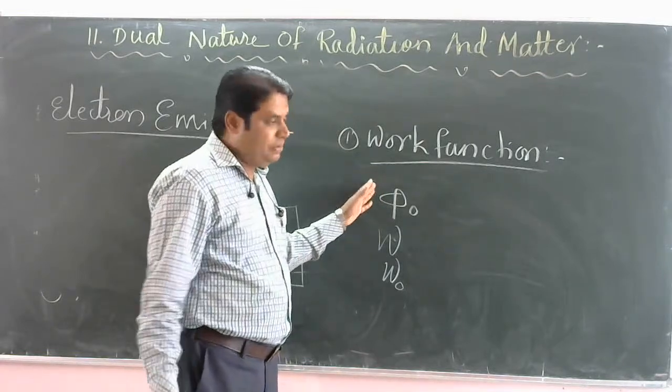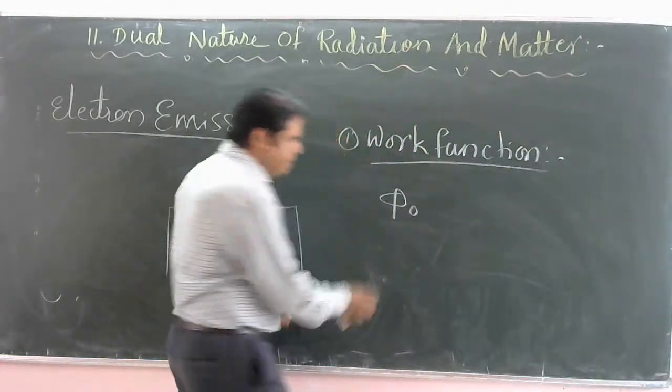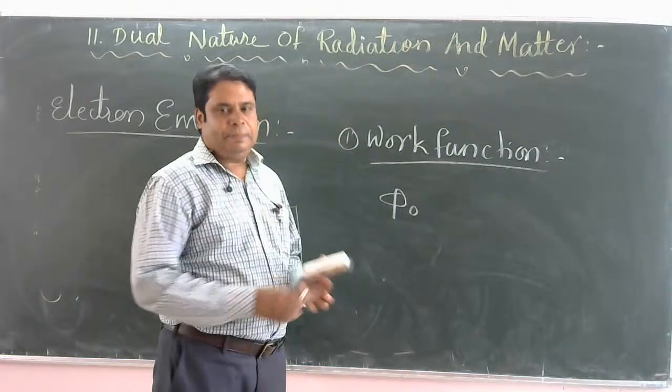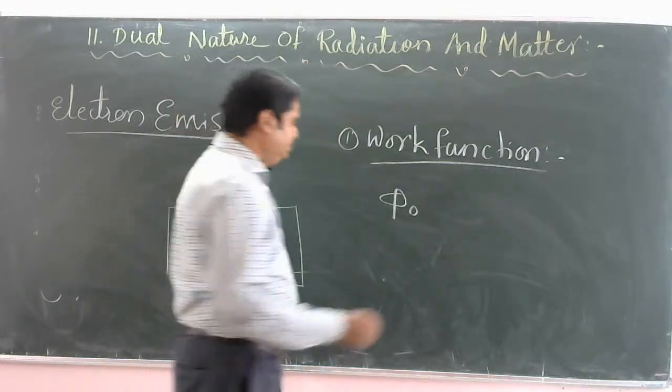What is phi in chapter number 1? Electric flux, magnetic flux. Okay, there is the same notation. Phi naught represents work function. Represents what? Work function.